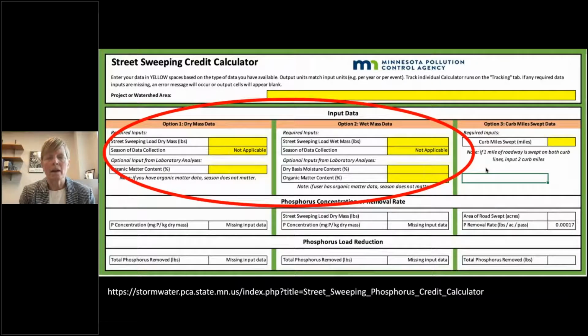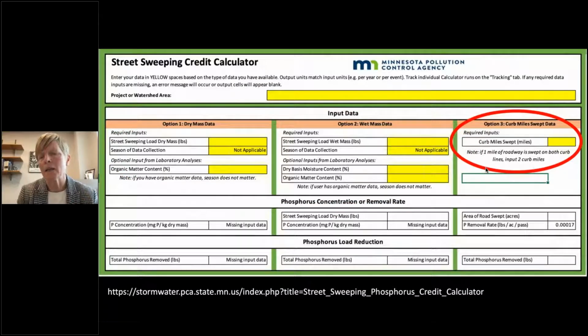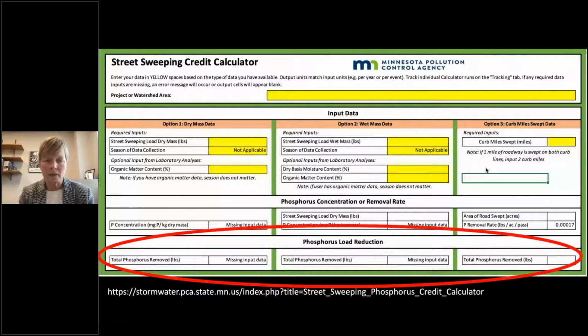So I haven't given you all the subtleties of this in this talk, but basically permittees can enter information either on the load dry mass or the load wet mass. There's also an option to do analyses of the organic matter content of the swept materials, which we found is very strongly correlated with phosphorus. Alternatively, if they want to use a modeling approach, they can enter curb miles swept. And then the calculator spits out a phosphorus load reduction that can be used in the permit process.